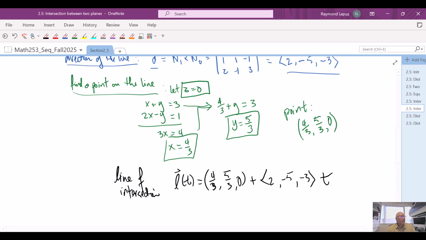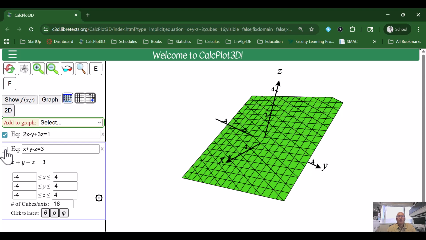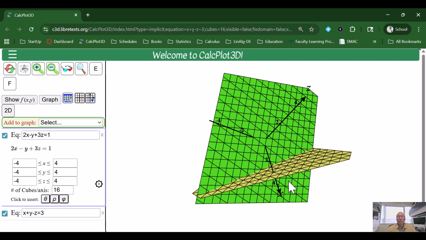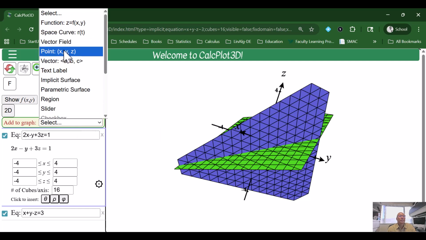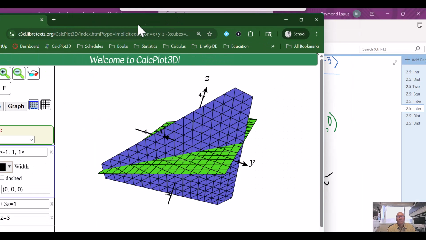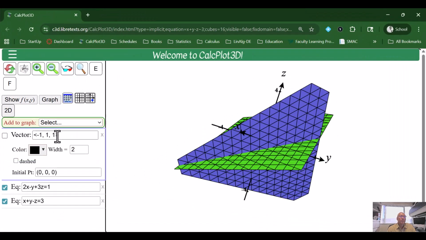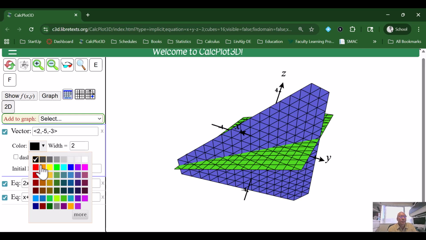This is our solution. And now let's take a look at this graphically, because we can. Here are the two planes that we have. We have one plane, we have another plane, and you can see that their line of intersection looks like it's going to be that line, whatever that line is. So let's find our vector. We have the vector 2, comma, -5, comma, -3.